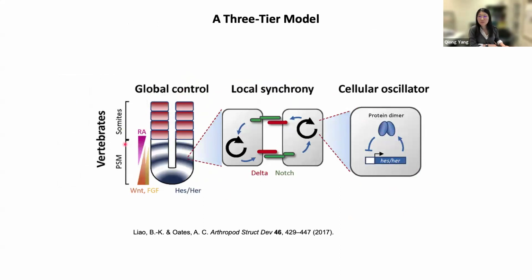In fact, the current understanding in this field is a three-tier model. As I said, at the bottom there is a single cell oscillator, which is a single negative feedback loop. These oscillators can synchronize through cell-cell communication by Notch-Delta signaling. Additionally, to provide spatial cues, there are signaling gradients of RA, FGF, and Wnt that decrease in opposite directions from the posterior towards the anterior end. All of these seem to be important to shape the formation of the somites.